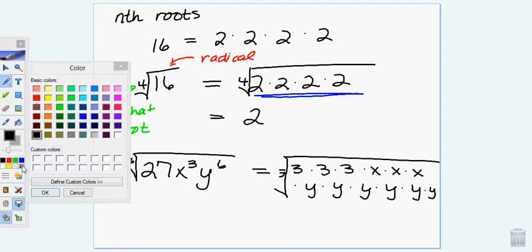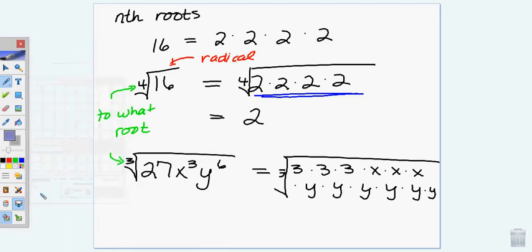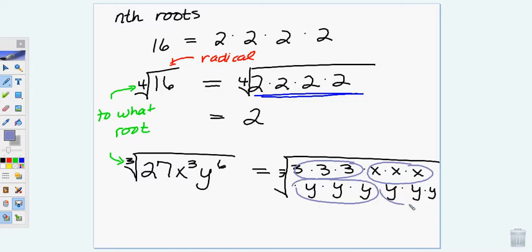So I'm going to pick a different color here because I've used up a bunch of them. All right. So what I'm looking for here is groups of 3, right? So I can find a number of those. Here's 3 3s. I see 3 x's. And I actually see 2 groups of 3 y's.